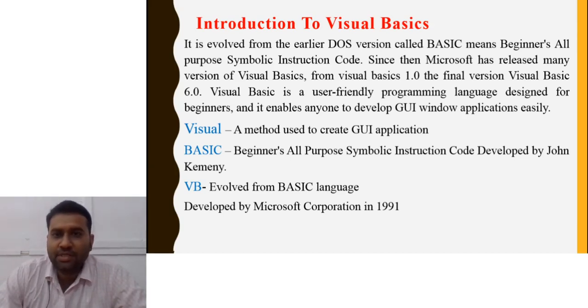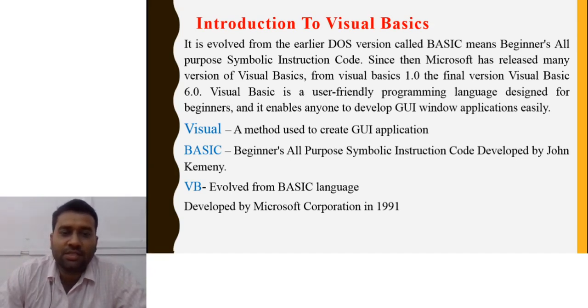But Visual Basic provides GUI based applications. Visual Basic was developed by Microsoft Corporation in 1991. Visual Basic's first version was 1.0 in 1991 and the last version is 6.0. Visual means a method used to create GUI applications. BASIC means Beginners All-purpose Symbolic Instruction Code, which was developed by John Kemeny in 1964. VB evolved from the BASIC language.